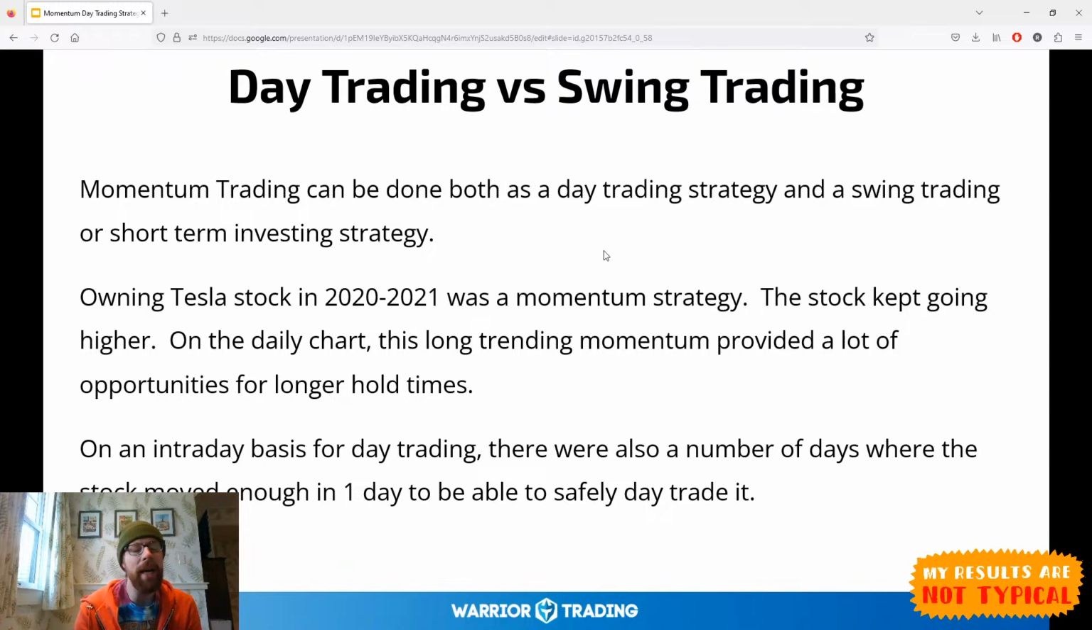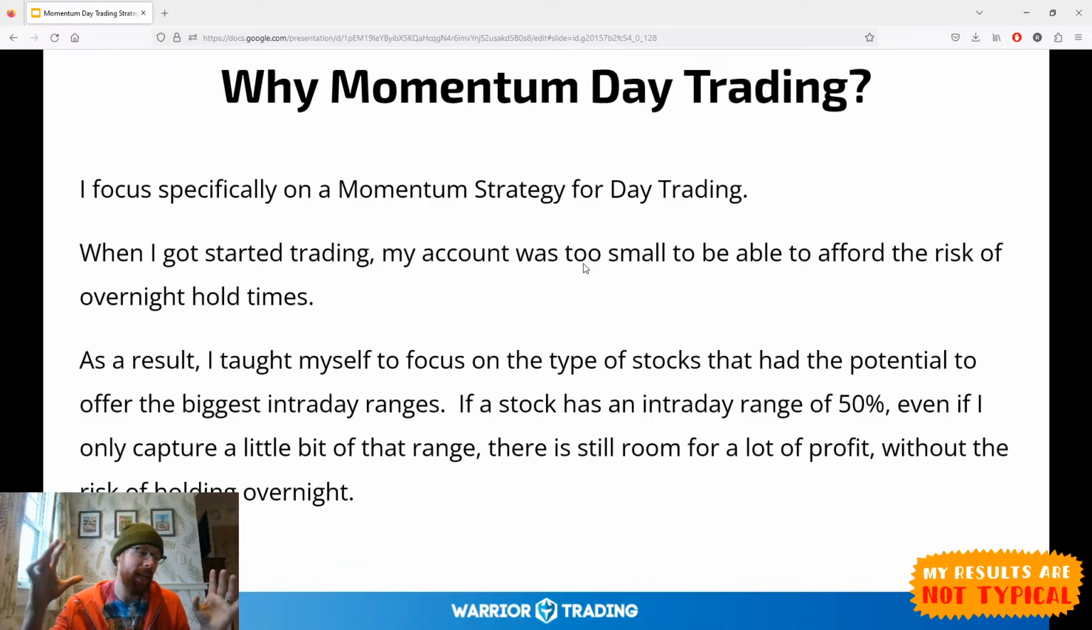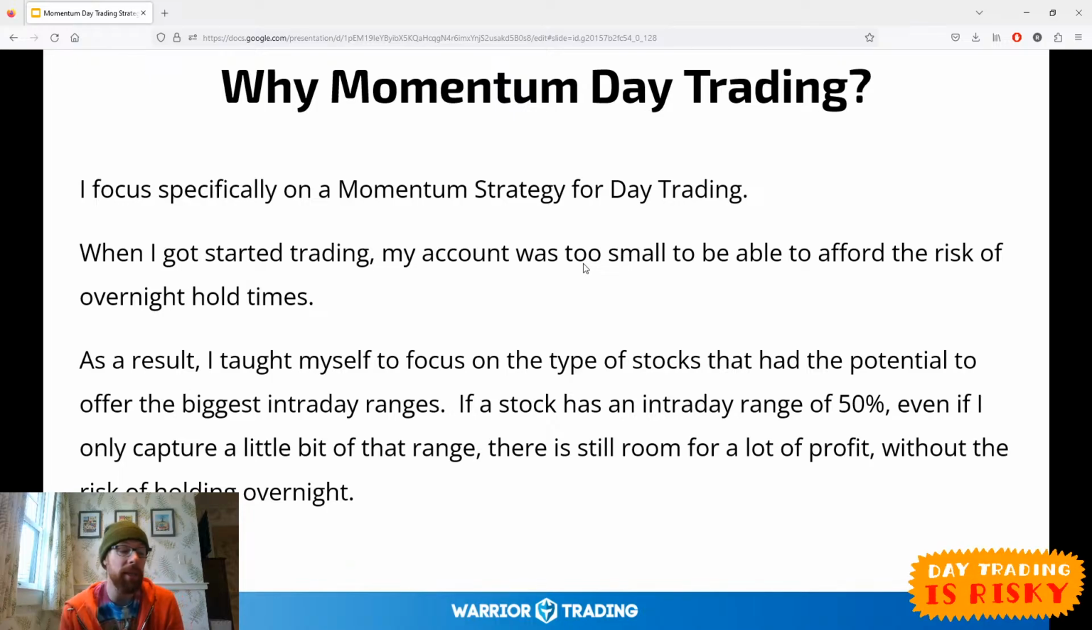So you can be a momentum trader as a swing trader, and some people might find that more appealing because it's going to be a lot slower, but it obviously is an opportunity cost because you're going to miss the intraday volatility. So why momentum day trading? Why did I choose momentum day trading? Well, as I said, when I started, I had the small account and I just wasn't able to afford the overnight holds. So I taught myself to focus on the type of stocks that had the potential to offer the biggest intraday ranges and just try to capture as much as I could in that range. If a stock has an intraday range of 50% and I capture only a little bit of that range, there's still a lot of room for profit. So that's the definition of momentum trading.